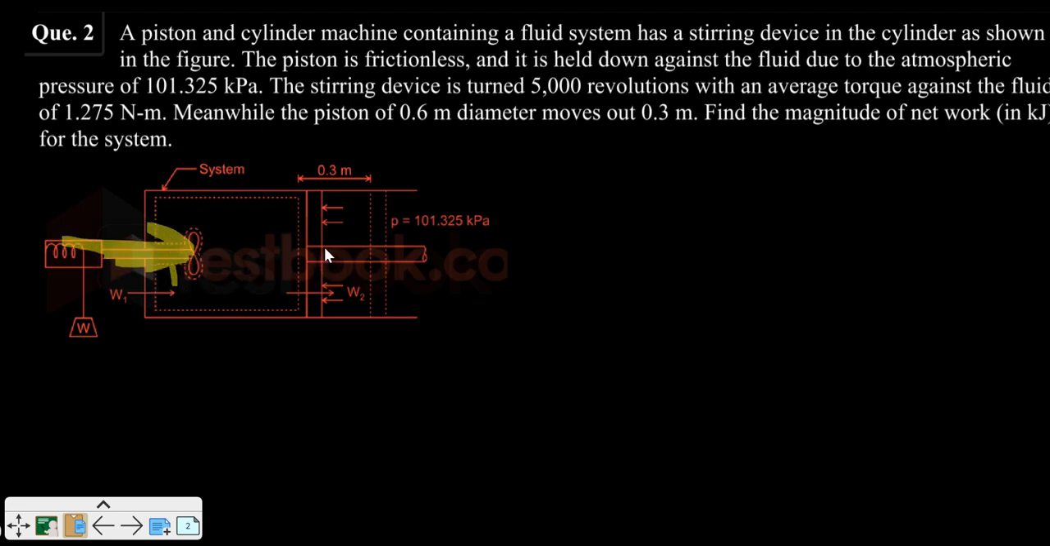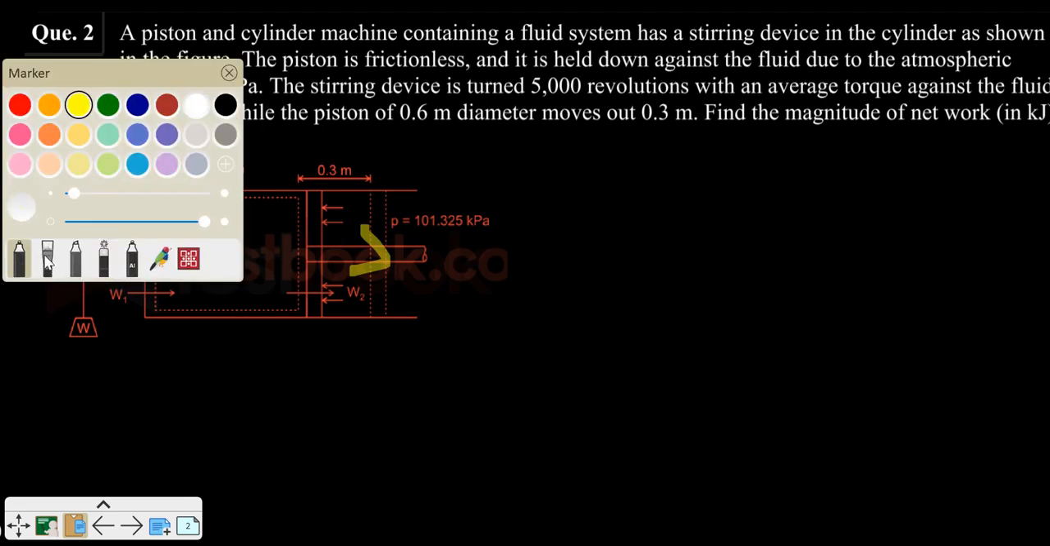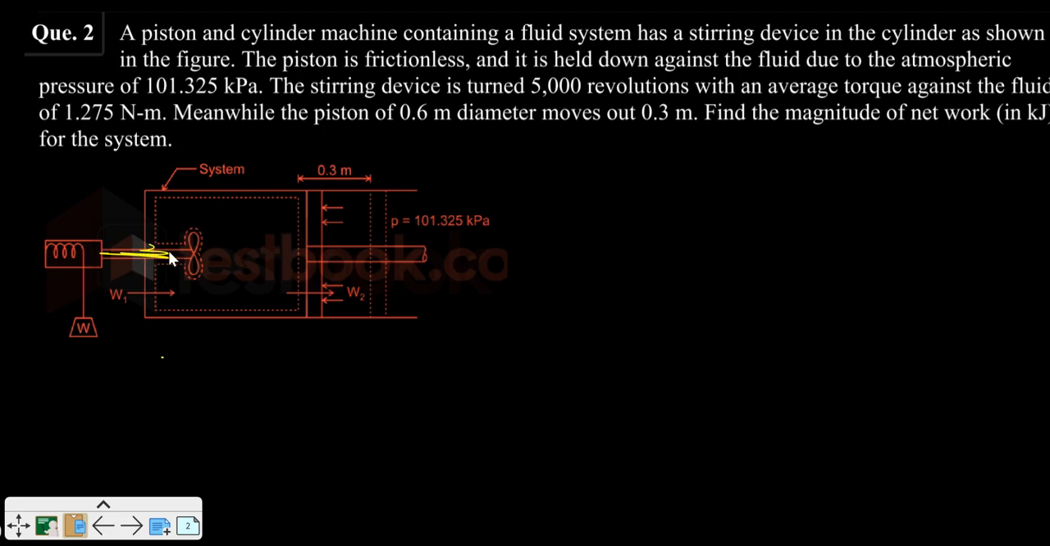So during this displacement we are getting some amount of work from the system, right? So that means some work is given to the system by the help of this stirrer. And we are getting some amount of work from the system due to this piston movement, right? And we have to find out the value of this net work.